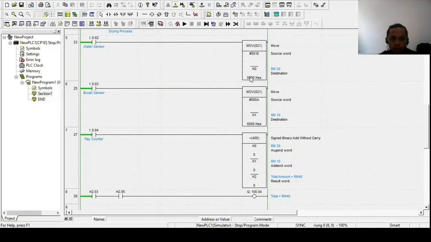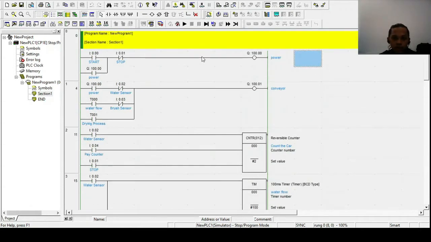So the driver needs to pay around 40 ringgit. The 30 ringgit is for the washing process, and the 10 ringgit is for the drying process. Then we use 001E, because it is the binary number for the amount of 30 converted into hexa. So this is the hexa number for the 30, and this is the hexa number for the 10.